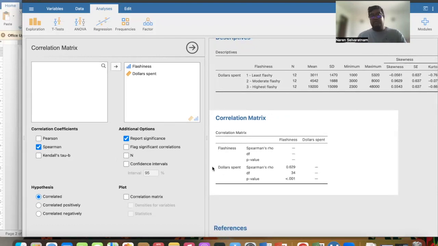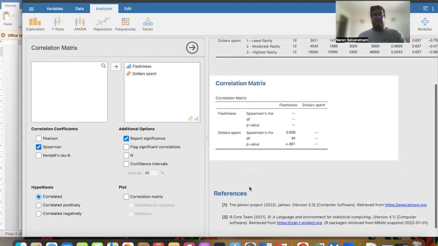And if you look at this, there's a 0.629. That's the correlation coefficient of dollar spent and flashiness. I think that's a pretty significant correlation. It's a stronger correlation. So that also supports the idea. Now, this is not to support our hypothesis, but this is just to give an understanding about how that works as well. So now you have some other information here.